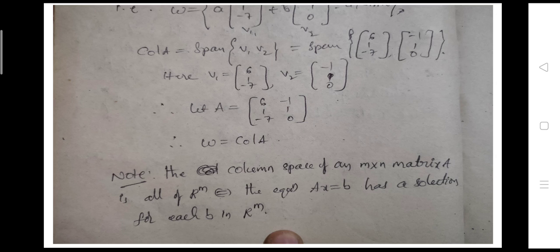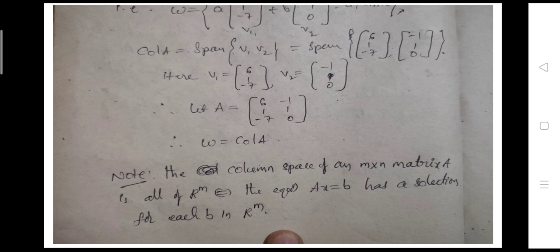Go to the next slide. Col A is equal to the span of v1, v2, where v1 = (6, 1, -7) and v2 = (-1, 1, 0). What is A here? Let A = [6 -1; 1 1; -7 0]. So W is equal to Col A.